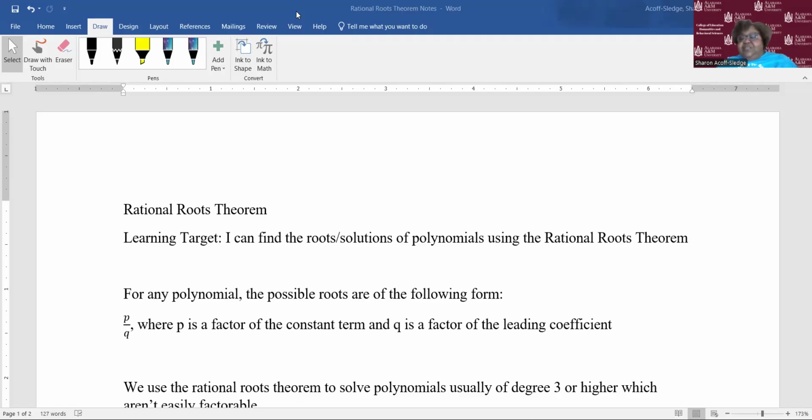Hi, this evening we're going to talk about the rational roots theorem. Our learning target is: I can find the roots and solutions of polynomials using the rational roots theorem.